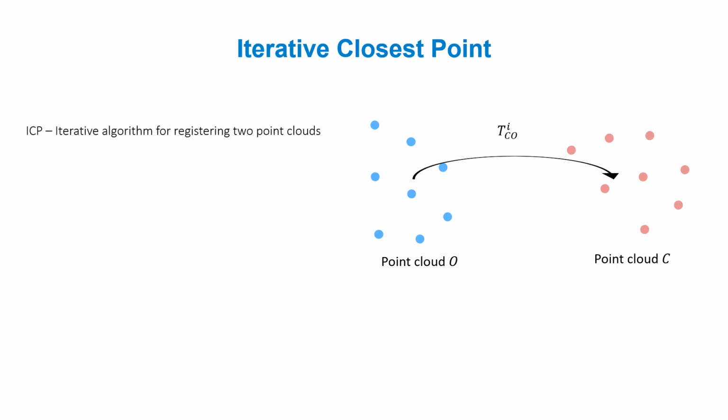ICP is an iterative algorithm for registering 2 point clouds given an initial estimate of their relative pose. ICP algorithms have two main design choices that largely influence their performance. The first is the choice of the data association method and the second is the choice of the error metric.